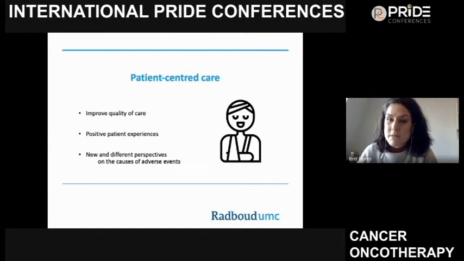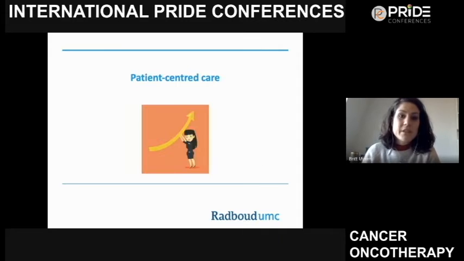And different research found that the perspective of patients is new and different on the causes of adverse events, so they can actually help in surgical morbidity and mortality meetings to make sure these learning points are considering also communication, for example, or collaboration between healthcare professionals and or the patient. So we believe that patient-centered care can increase the quality of the meeting.